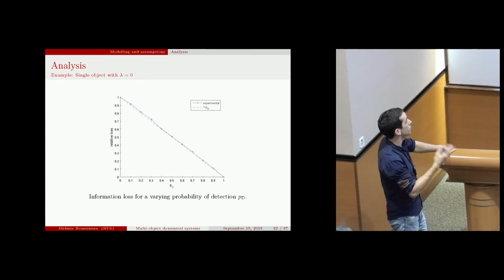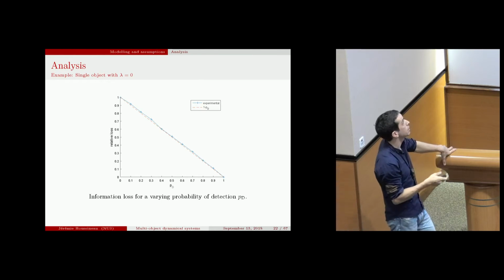Here the object moves, and there's no false alarms, but we don't see it all the time. The probability of detection is, in general, different from 0. And so now the loss, basically the loss is linear.